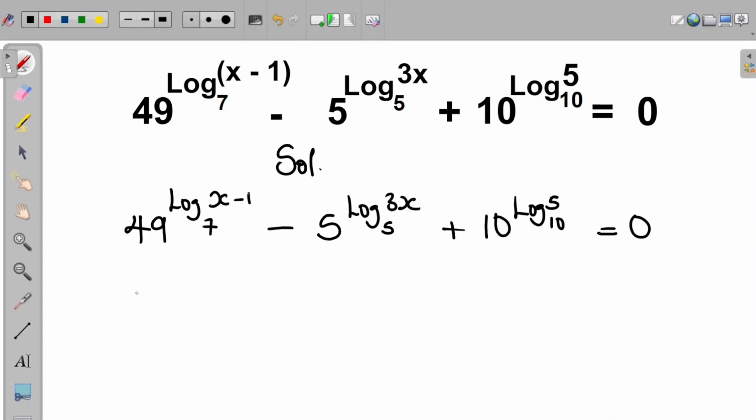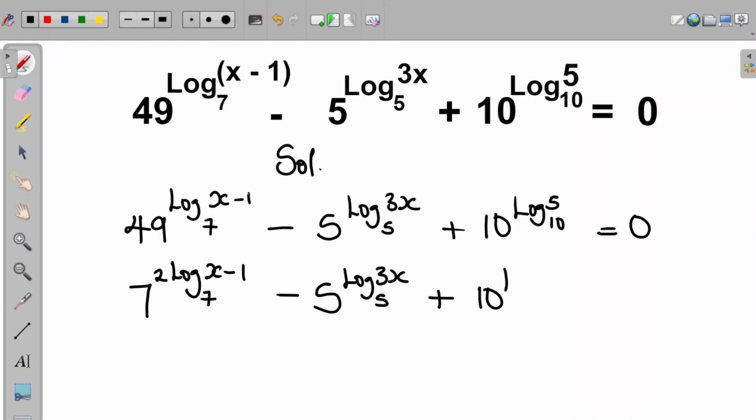So we have that this can become 7 raised to the power of 2 log of x minus 1 to base 7, minus 5 raised to the power of log 3x to base 5, plus 10 raised to the power of log 5 to base 10. Everything is equal to 0.